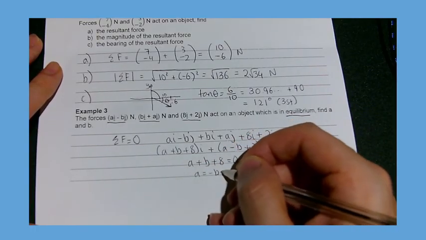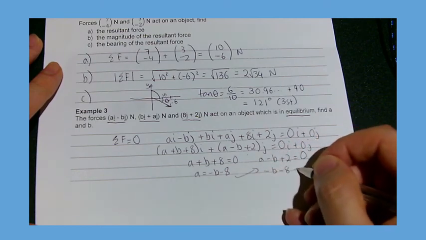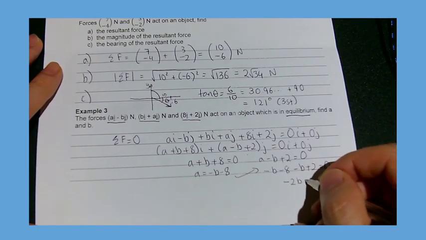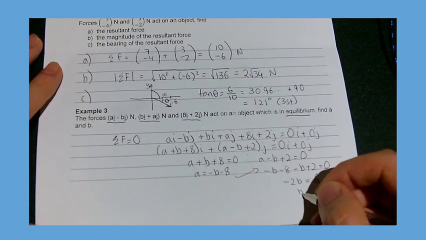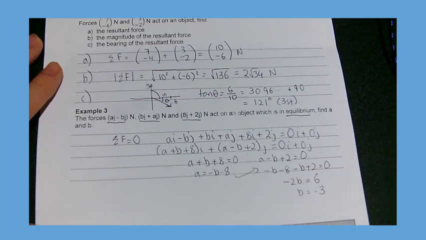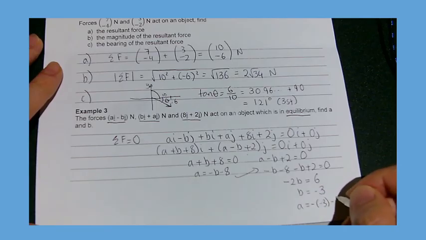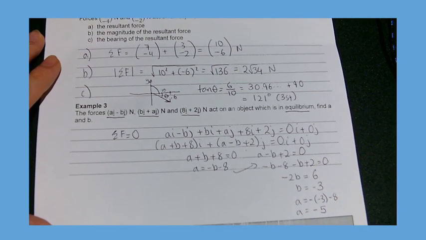So a equals minus b minus 8. I can put that into there. So minus b minus 8 minus b plus 2. So I get minus 2b minus 8 plus 2, which is minus 6, so minus 2b equals 6, and b equals minus 3. And I've got my value of b. I can put that back in to there, minus 3 minus 8. So I get a equals minus 3 minus 8, which is minus 11... so that is the value of a and b.